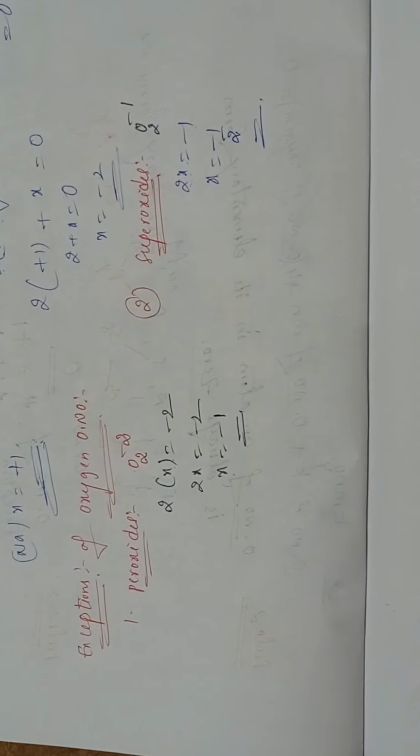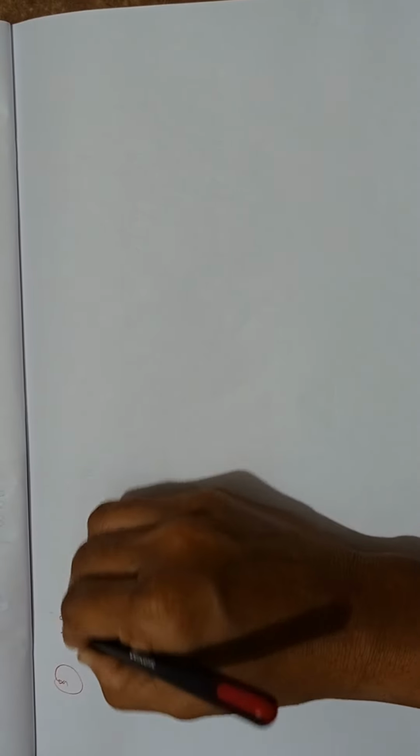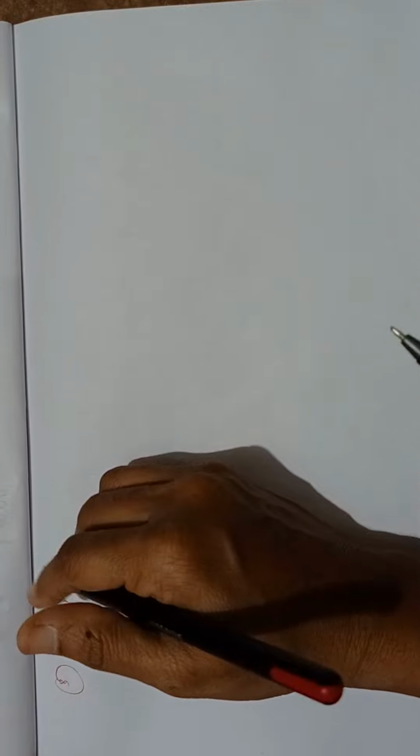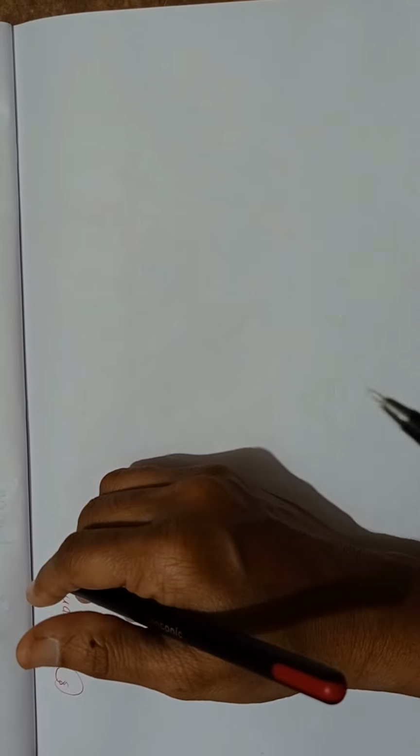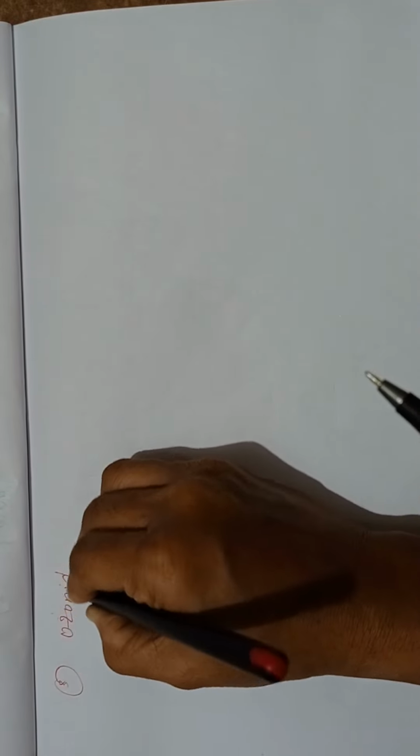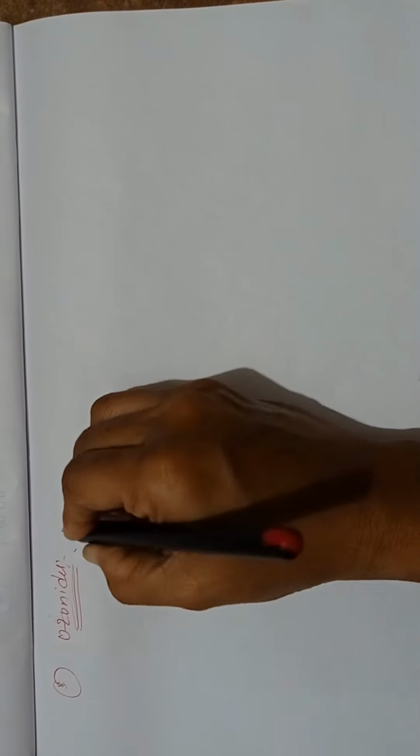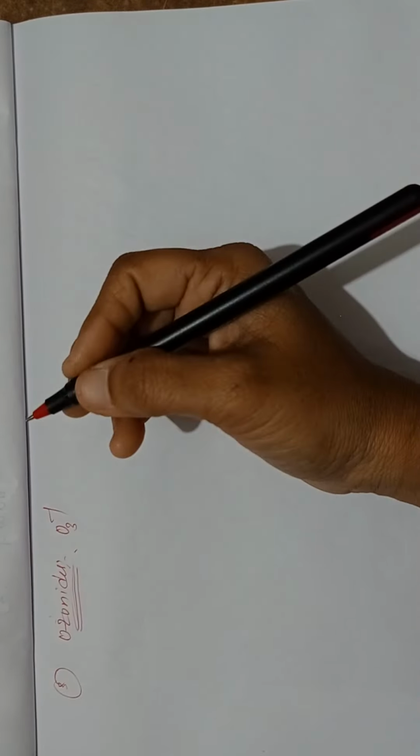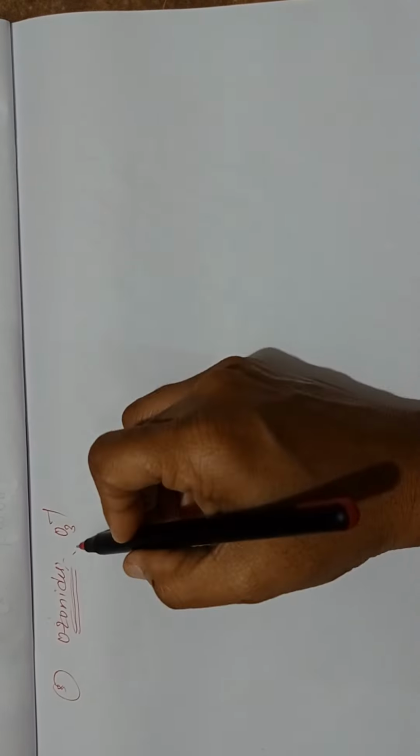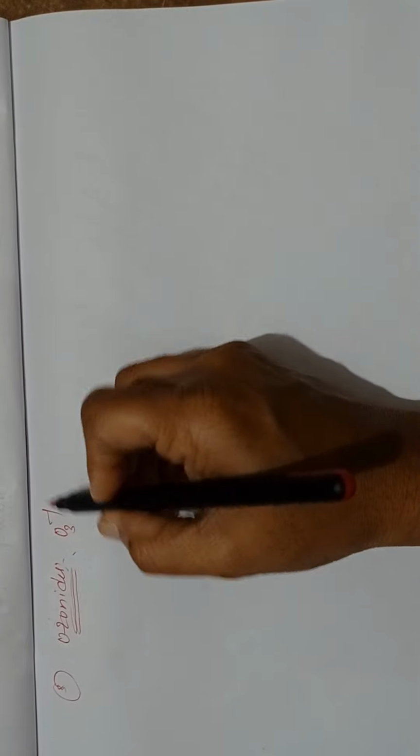Clear? And the third exceptional case is ozonides. Now see students, third one, ozonides, third exception. Clear? O-Z-O-N-I-D-E-S. Ozonides. What is the formula? O3 -1. Clear?